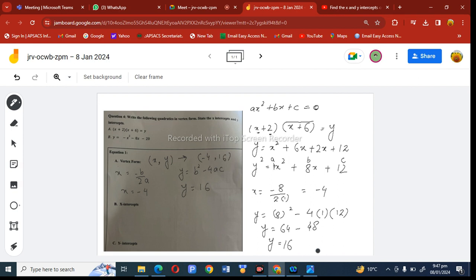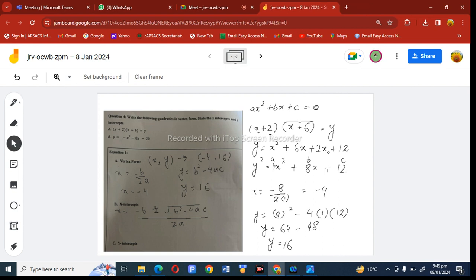Okay, now you have to find the x-intercept and the y-intercept. To find the x-intercept, you have to use this formula, which is minus b plus minus the square root of b square minus 4ac over 2a. You know that to find the value of x, you need to use this formula. So now I'm going to substitute the values to get the x-intercepts.